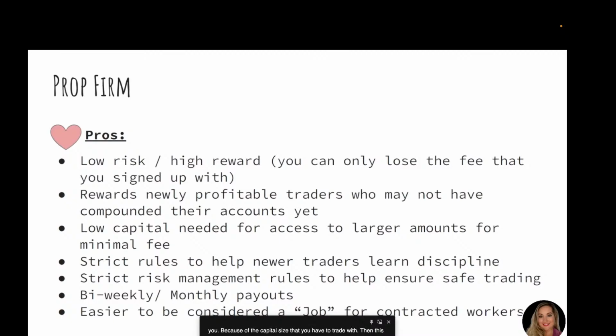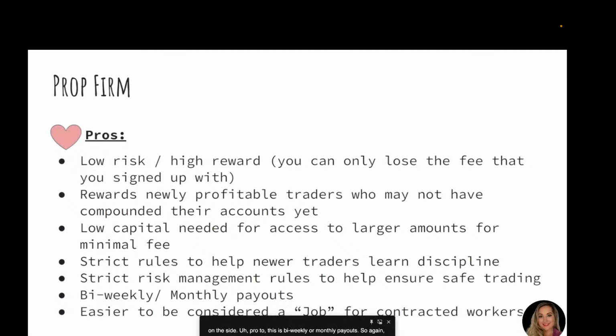Having strict risk management and strict rules helps you stay consistent and profitable and will get you those nice little gains that you need to still be able to make a little bit of income on the side. Pro to this is bi-weekly or monthly payouts. So again, another pro and a con at the same time.